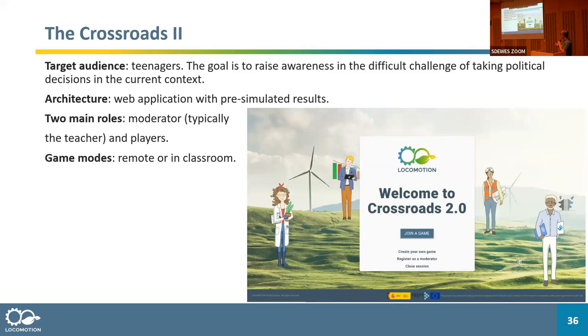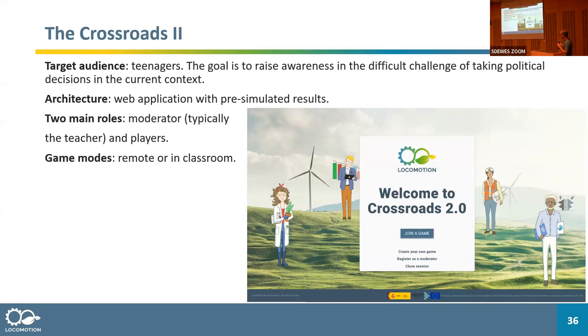So this is the third of the apps. This is the game. And in this case, the target audience is basically teachers that will teach to teenagers, of course, and young graduate students maybe as well. And the goal is, of course, to raise awareness of the challenges of making political decisions in the current context of climate change and so on.